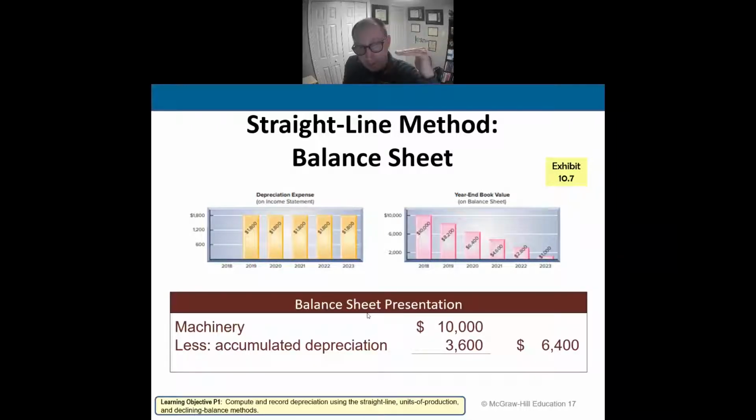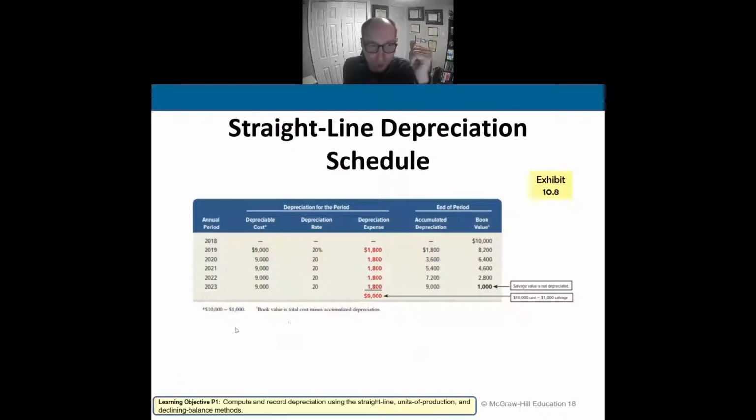On the balance sheet, it's the acquisition cost minus accumulated depreciation. Accumulated depreciation goes up over time. Again, this is a contra account. It's an asset. It's a negative balance asset. It's a credit balance asset account. Over the 5 years, I can see exactly what's being depreciated. Straight line depreciation is very straightforward. It's acquisition cost minus salvage value divided by useful life. So $9,000 divided by 5 years is $1,800 per year for 5 years.